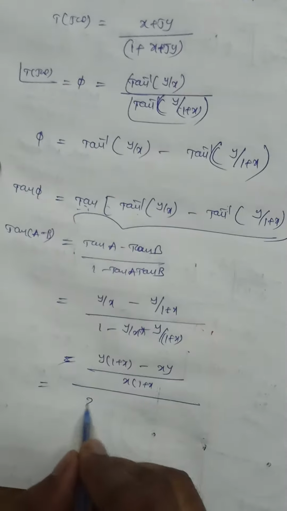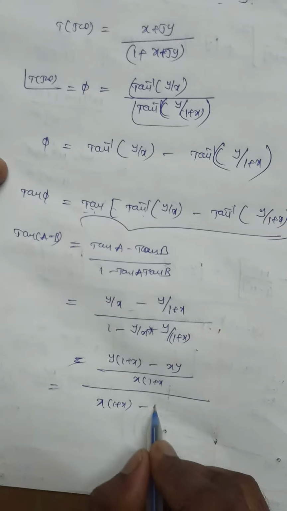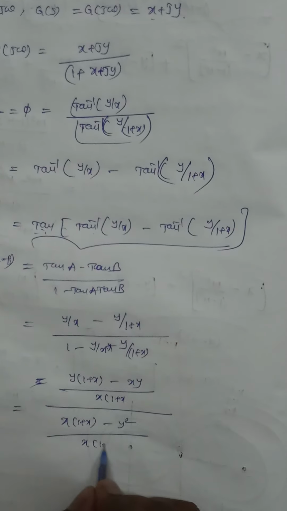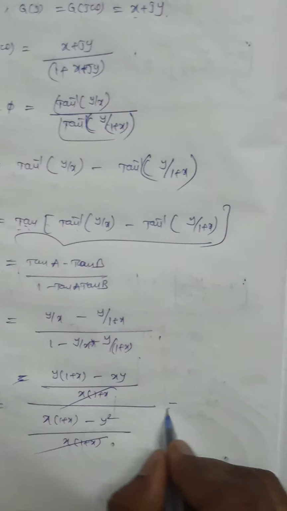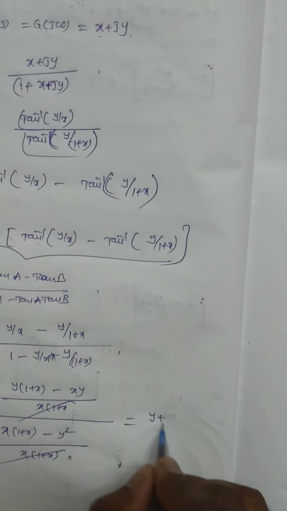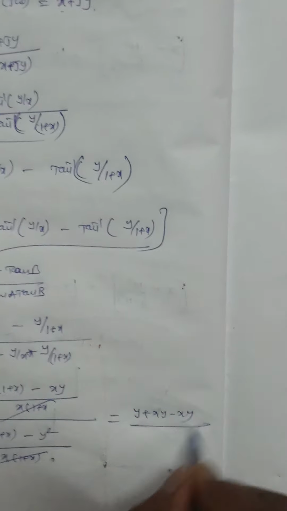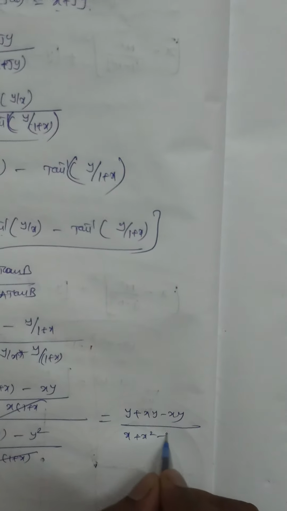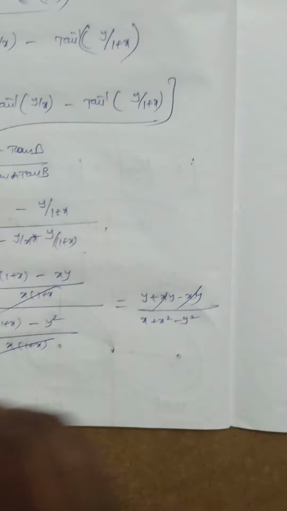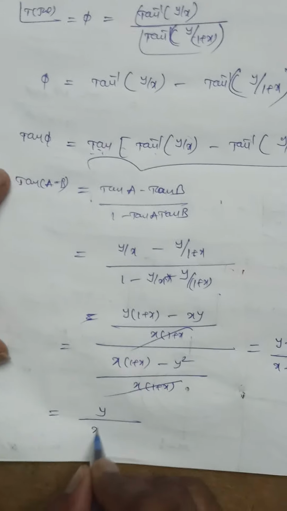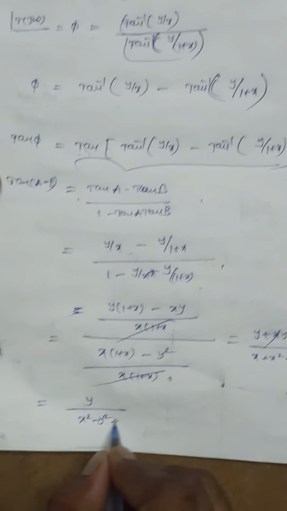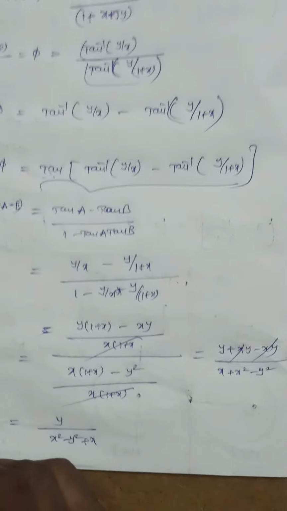Similarly here also it is x into 1 plus x minus y square divided by x into 1 plus x. This one and this one will get cancelled here. So finally y plus xy minus xy divided by x plus x square minus y square. Xy will get cancelled here. That is y divided by x square minus y square plus x. So this is nothing but tan phi.